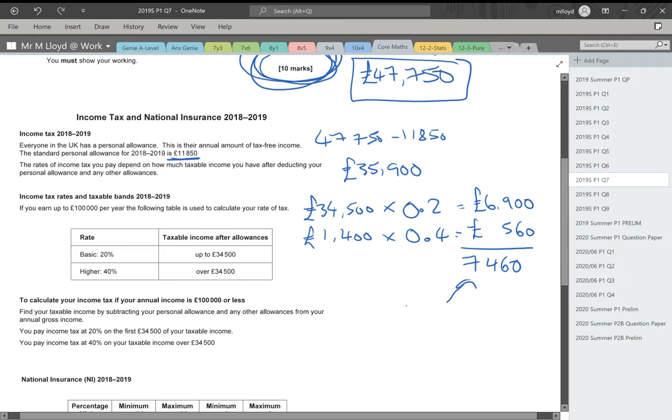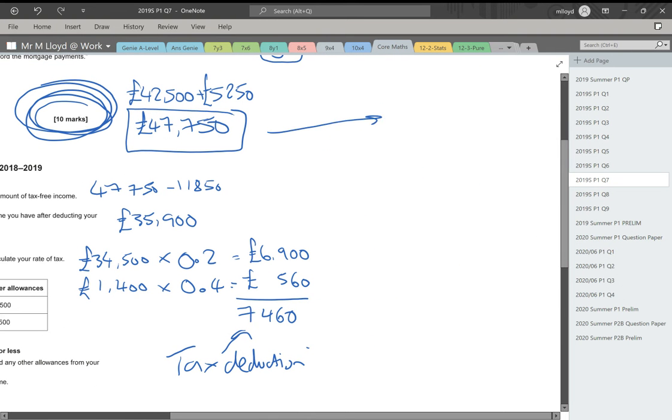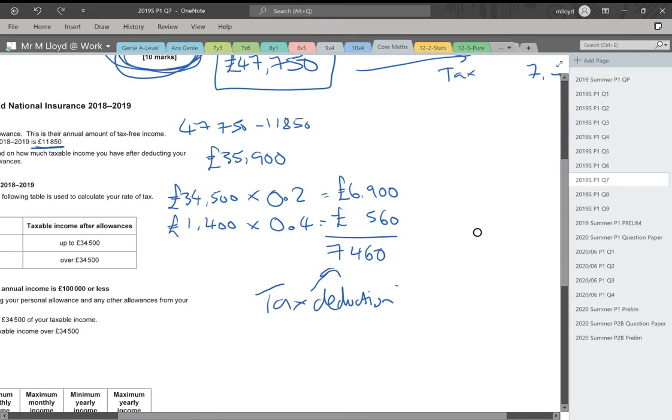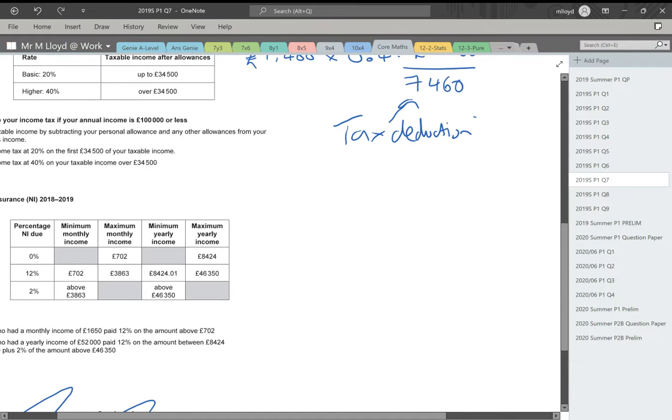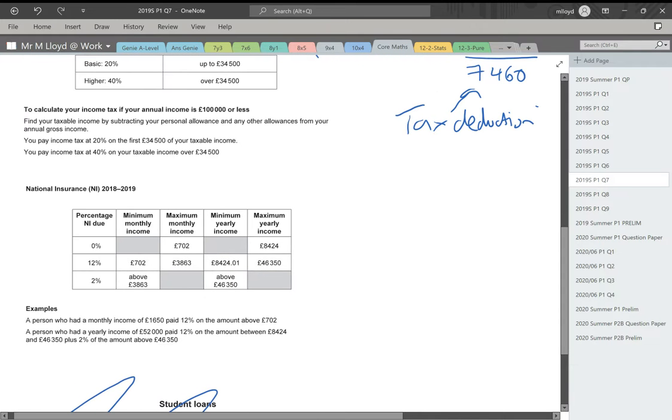Now, I'm going to write it there, tax deduction. And over here, I'm going to write his amount, 47,750, 7,460. Now, what some people will do is they'll deduct that and then they'll restart the national insurance calculation. No, we don't do that. We don't take away the tax. We just start again from the original value. So we've got 47,750. That's his new salary.